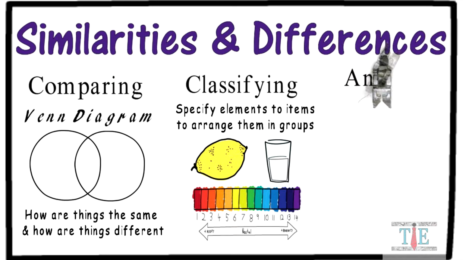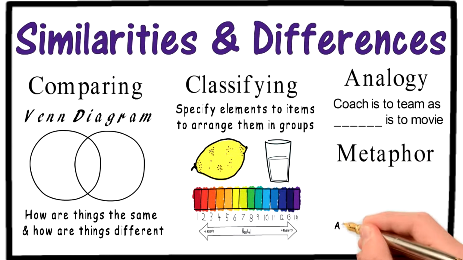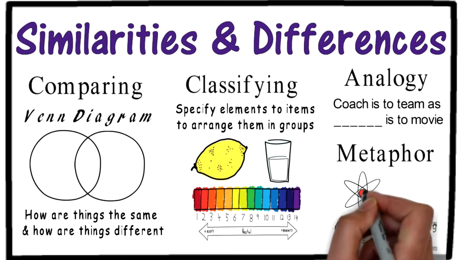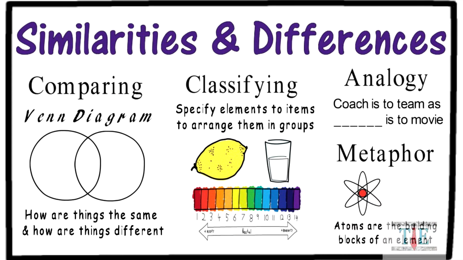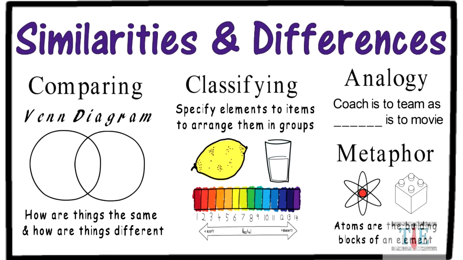Teaching with analogies are another way to use similarities and differences. A coach is to a team as blank is to a movie. A director is to a movie. Metaphors are another example, and very similar to analogies. In a science classroom, a teacher may say atoms are the building blocks of an element. Here, the teacher is identifying the similarities and differences between the two. Atoms are the individual units, and building blocks are the individual units.